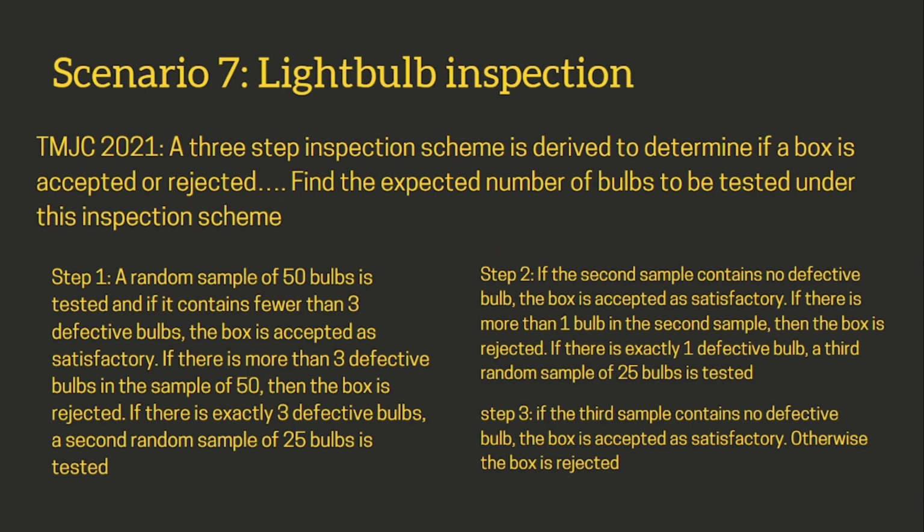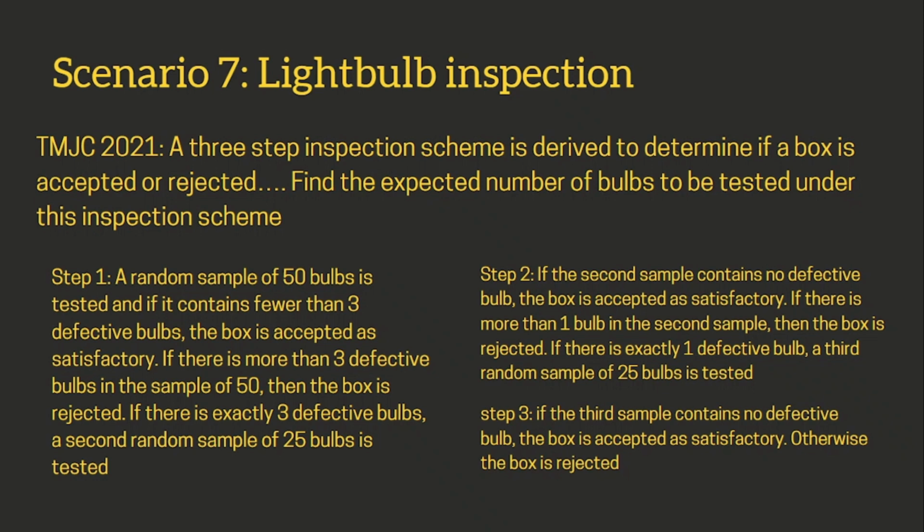Then the next question is quite a large question, and for probability and statistics, I really want 12 30-mark questions. This was one of them. It's quite complicated, but still quite doable. A 3-step inspection scheme is derived to determine if a box is accepted or rejected. Then there are 3 steps below. That's the process. Find the expected number of bulbs to be tested under this inspection scheme.